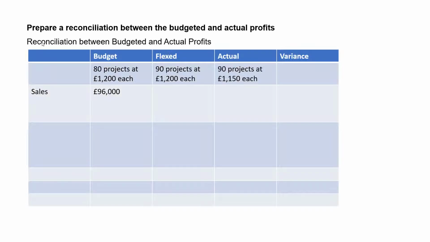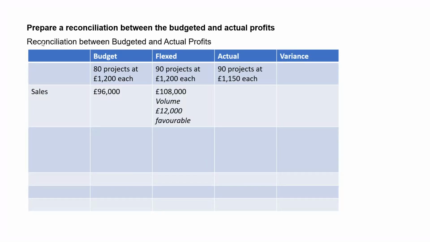We've got budget £96,000 for sales. Flex was £108,000. Now there's a difference of £12,000. That's due to the change in the project amount. So it's gone from 80 to 90. So that's volume of £12,000 favourable, because the amount is greater than the £96,000. Now the actual was £103,500. So the variance is the difference between £108,000 and £103,500. That's £4,500 adverse. Now that matches the £4,500 sales price variance in the question information, which was adverse.